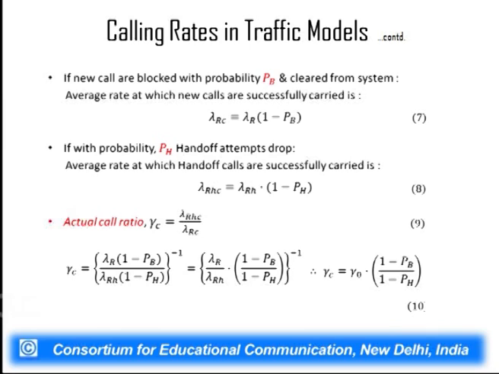So now we get the actual call ratio, and with this actual call ratio we can determine the quality of a particular network, that given this many new callers and some number of handoff callers, what is the network success rate. So we can find out with the help of this parameter, the actual call ratio. Now we move ahead.